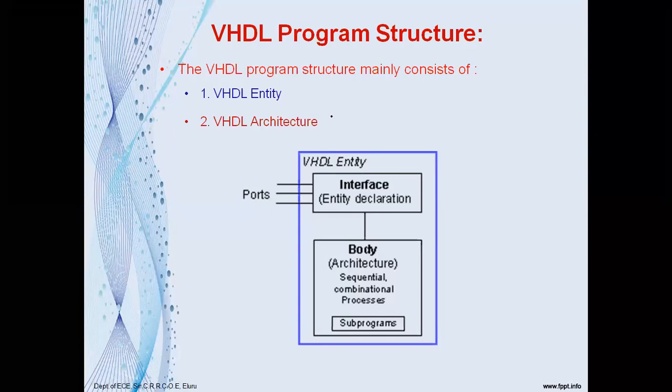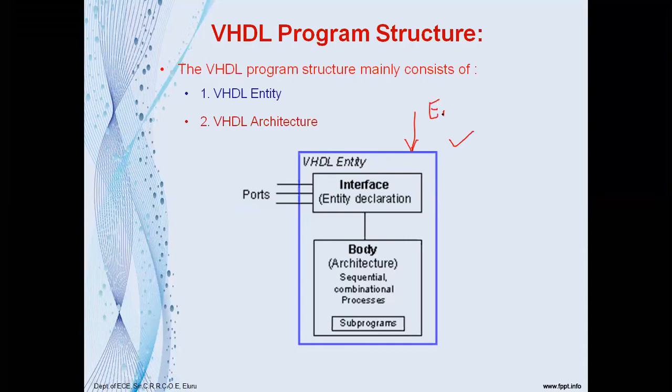The major two things are the VHDL entity and architecture, because the other design units, which are the configuration declaration, package declaration, and package body, will come internally either in the VHDL entity or in the architecture body of the entity. Now see this diagram here. This entire diagram is called an entity.